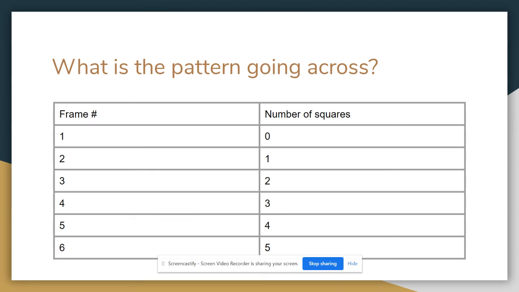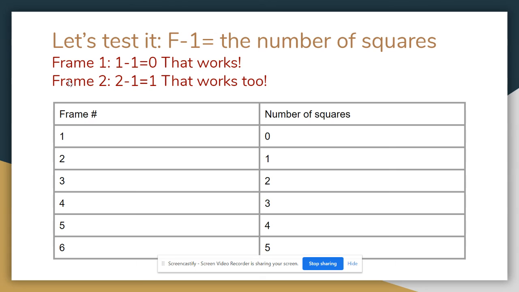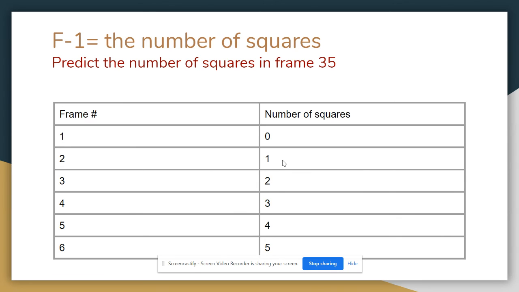Take a look. So you figured out by now that it's minus 1. So now it's F take away 1 equals the number of squares. So we're going to test it. So for frame 1, F would become 1, take away 1 is 0. And there's a 0 here. Frame 2, 2 take away 1 is 1. Good. So now we're going to predict what would happen in frame 35.